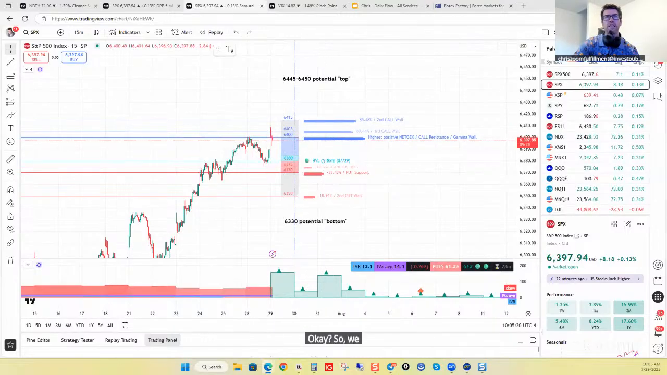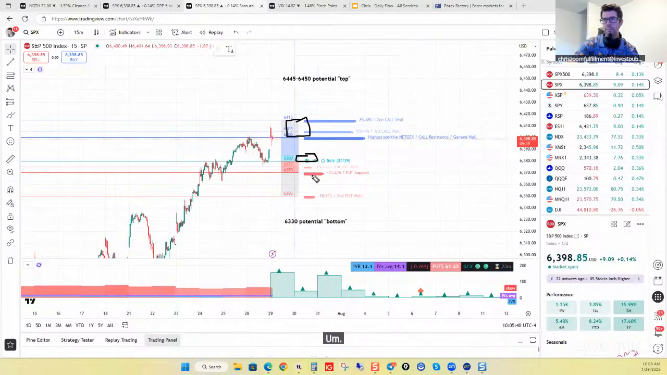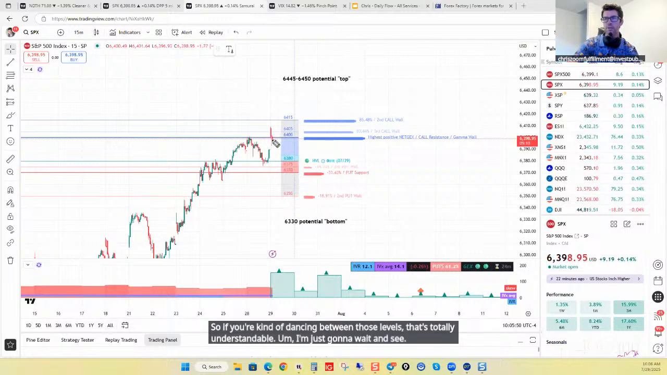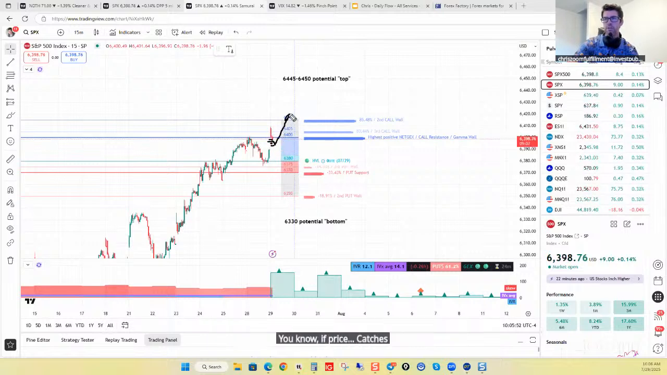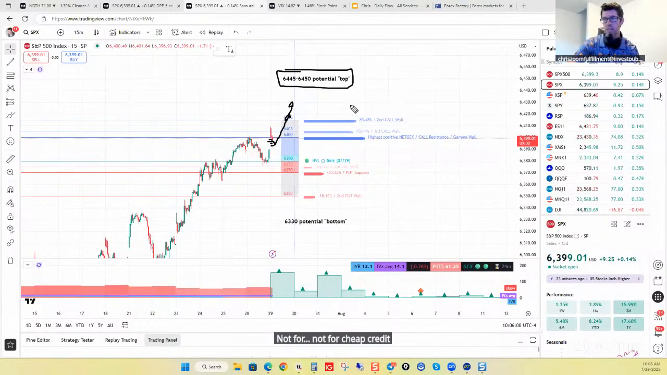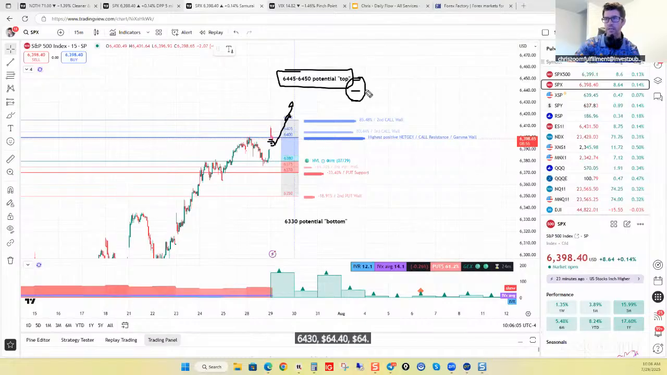So we are kind of sticky between this little cluster of resistance. We do have a high volatility level and a positive negative gamma level around 63.80. And then my support guardrails would be like 63.70 to 50. So if you're kind of dancing between those levels, that's totally understandable. I'm just going to wait and see if price catches a bid at all and tries to get back to all-time highs for the day. I'm just going to try to sell this thing really, really high. Not for cheap credit. Like I'm looking to sell this thing at like 64.30, 64.40, 64.50 and try to get a decent fill on all those trades.